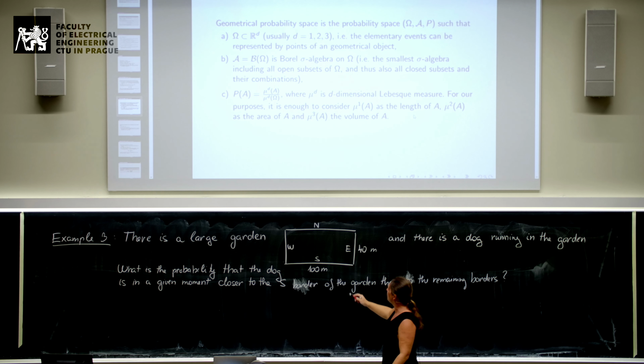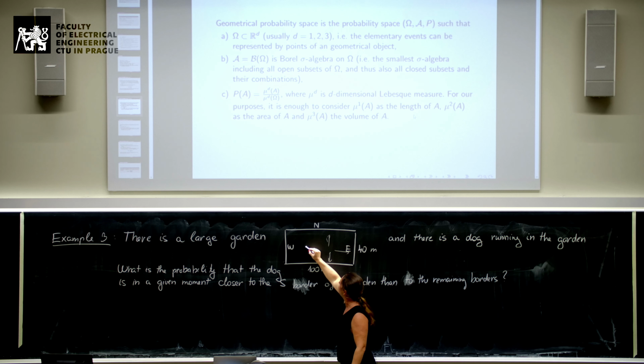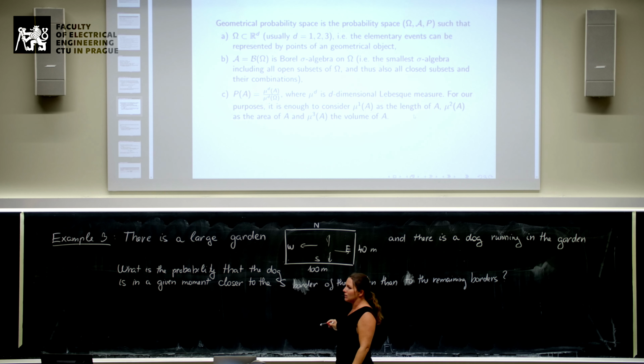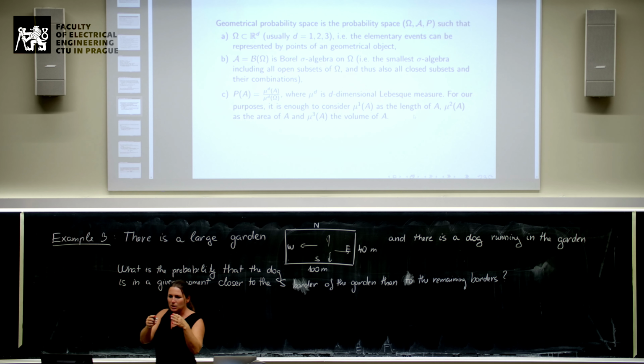So it means, what is the probability that the dog is in some region, in a point which is closer to the south side than to the east side, than to the north side, than to the west side. And because we know that the set of all elementary events, the set of all positions for the dog, is continuous, we cannot calculate the probability as the number of events corresponding to the situation over the number of all events, but we must use this geometrical probability.